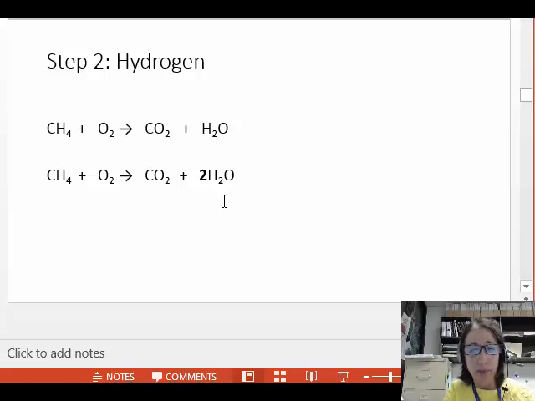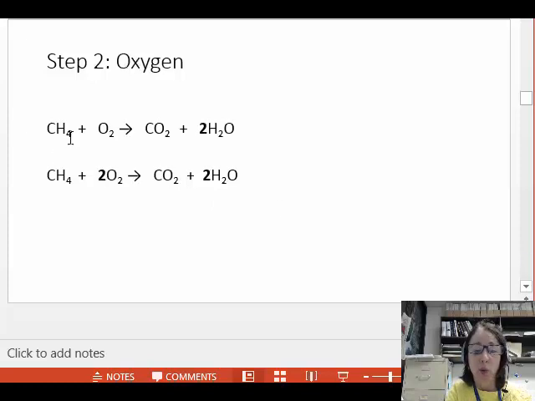Now let's look at oxygen. On the reactant side, we have a coefficient of 1 times subscript 2 for 2 oxygen atoms. On the product side, we have a coefficient of 1 for carbon dioxide times a subscript of 2 for the oxygen for 2 oxygen atoms from carbon dioxide. For water, the coefficient of 2 multiplied by a subscript of 1 yields a total of 2 oxygen atoms from the water. 2 plus 2 is a total of 4 oxygen atoms on the product side.